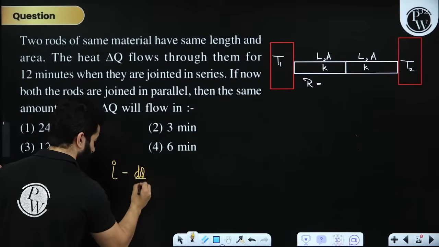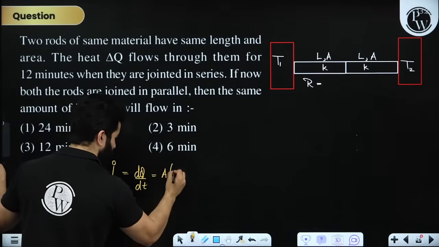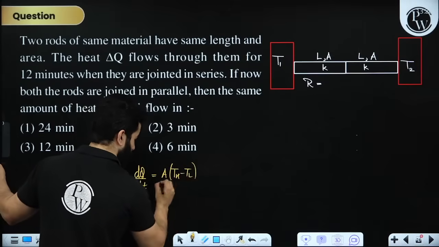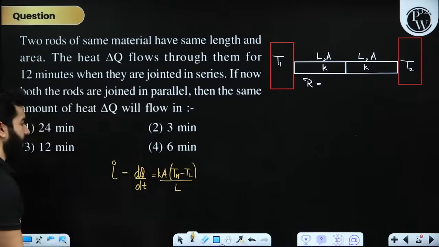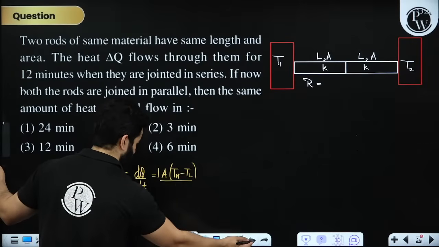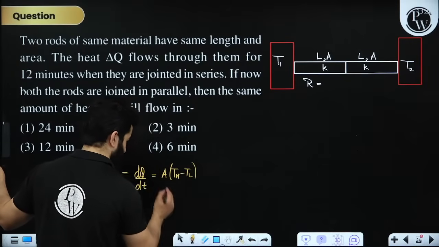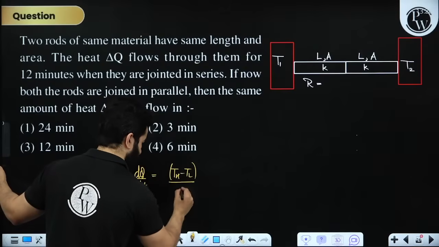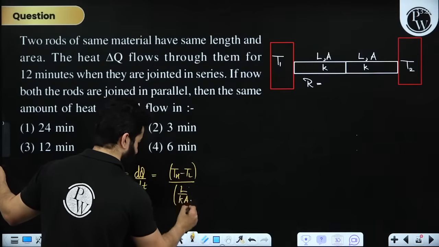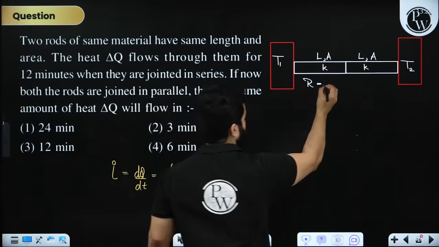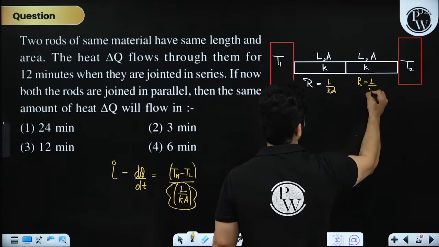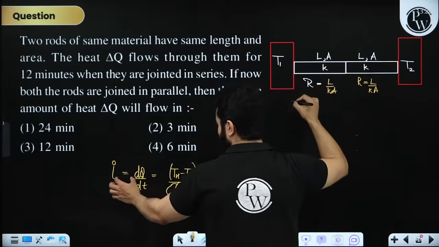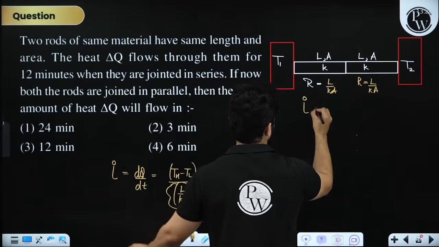We actually, if you remember, write heat current as dQ by dt, and that is KA times T higher minus T lower divided by L. So this thing can be written as L by KA. This is resistance. This is what I was talking about. So resistance of this is L by KA. Resistance of this is L by KA. So because this is in series combination, heat current will be same, right? So in series, heat current is same.